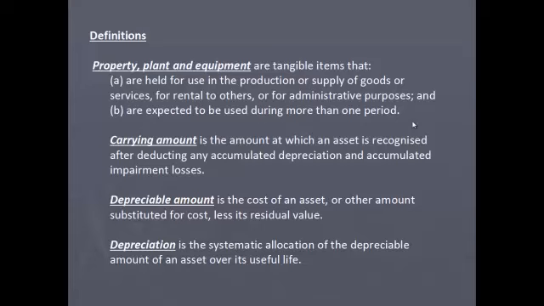Carrying amount is the amount at which an asset is recognized after deducting any accumulated depreciation and accumulated impairment losses. Depreciable amount is the cost of an asset or other amount substituted for cost less its residual value. Depreciation is the systematic allocation of the depreciable amount of an asset over its useful life.